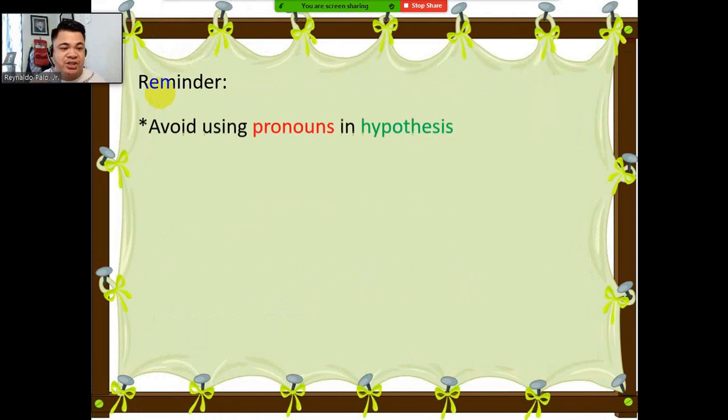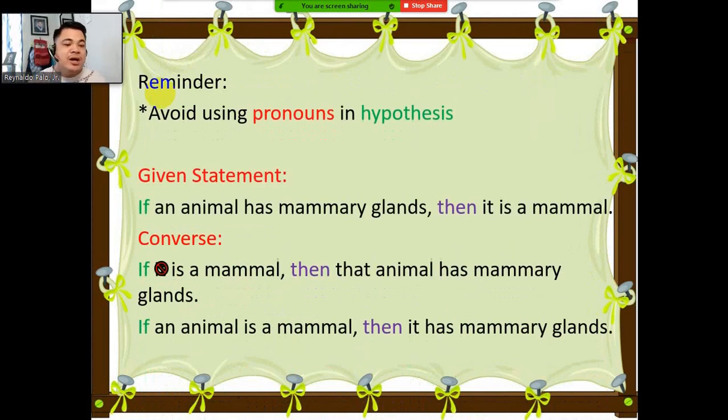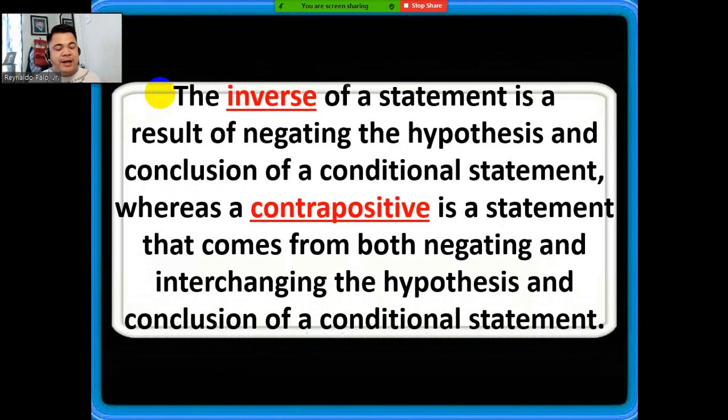Just interchange. Reminder, this is what I have said a while back: avoid using pronouns in the hypothesis. So given the statement, if an animal has mammary glands, then it is a mammal, you're not allowed to make it like this: if it is a mammal, then that animal has mammary glands. That's wrong. What you have to do is retain the noun. It is now, if an animal is a mammal, just move the predicate but not the noun or the subject. If an animal is a mammal, then it has mammary glands. That's the correct one.